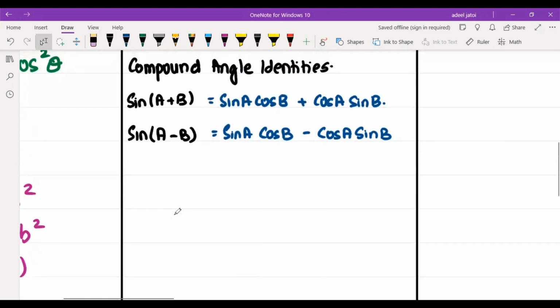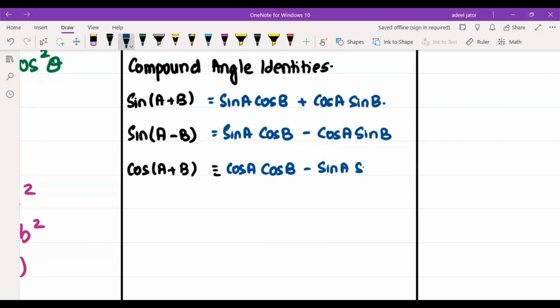The other identity that we have is cos of A plus B, which is written as cos A cos B minus sine A sine B. And if it is given as cos of A minus B, we write this down as cos A cos B plus sine A sine B. Since it is negative in the question, we have positive here.